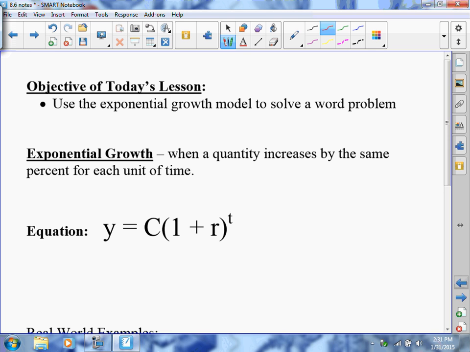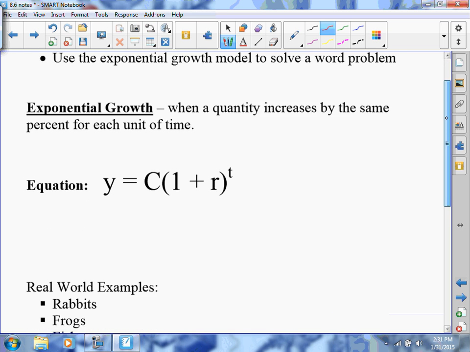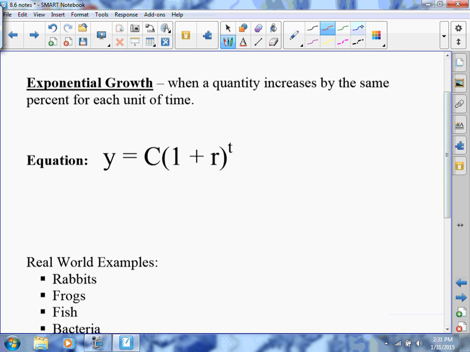And today we're going to talk about how you can use an exponential growth model to solve a word problem. And this model that we're going to use is laid out right here. y equals c times 1 plus r to the t.